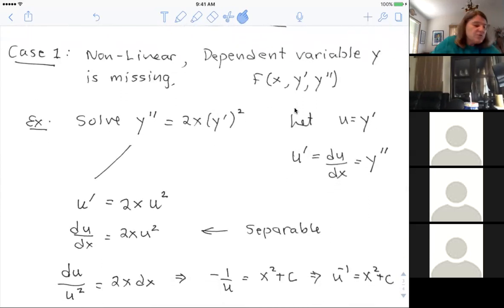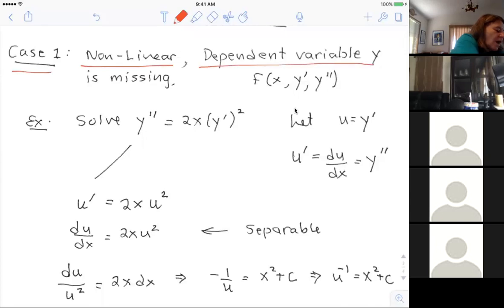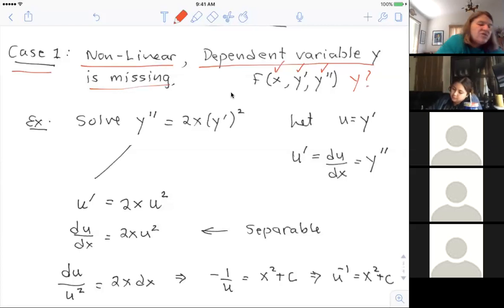So let's look at case 1. In case 1, we're going to talk about nonlinear things where the dependent variable y is missing. In other words, we're going to have a DE that's got in it an x, a y prime, a y double prime, but not a y. Y is the dependent variable. What we've got here is that essentially y is a function of x. You've got the independent variable, the derivative of the dependent variable and the second derivative, but you don't have y.